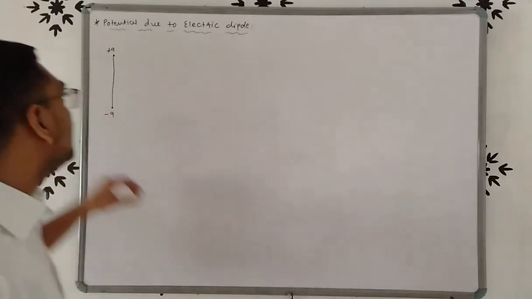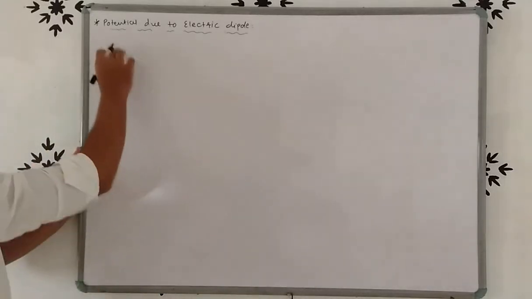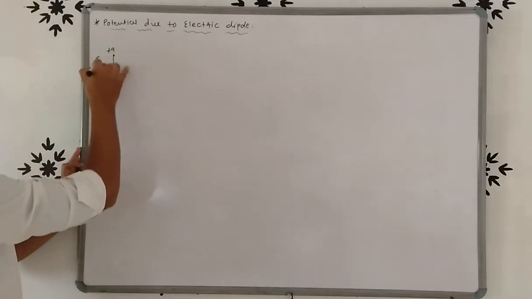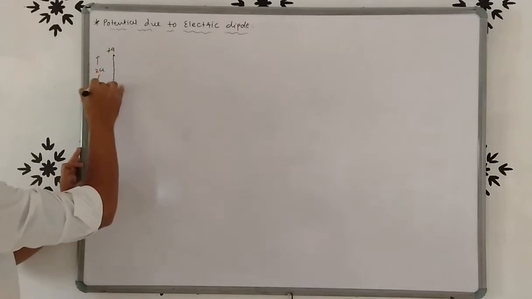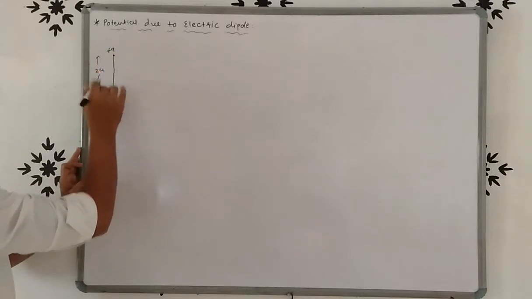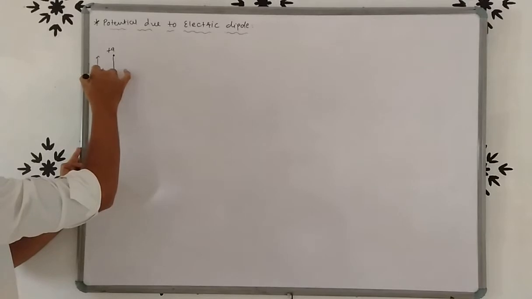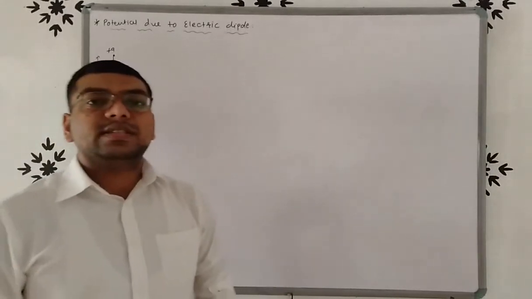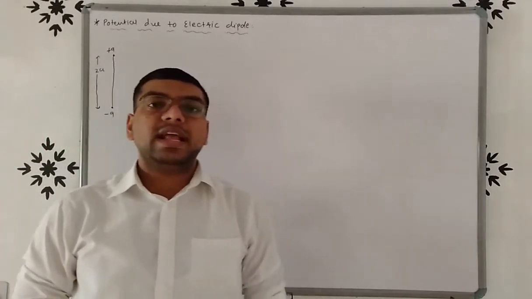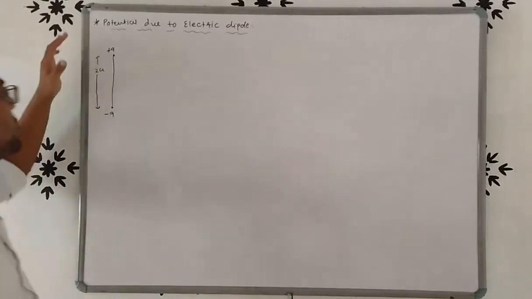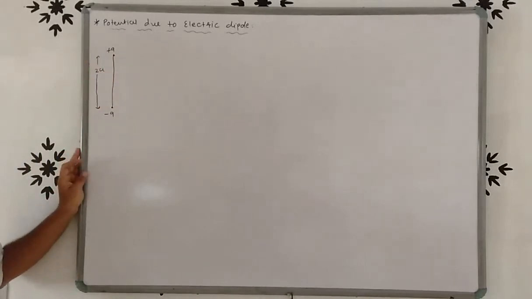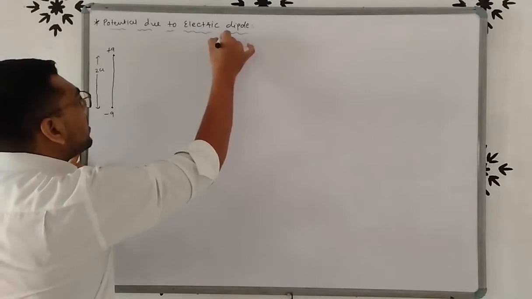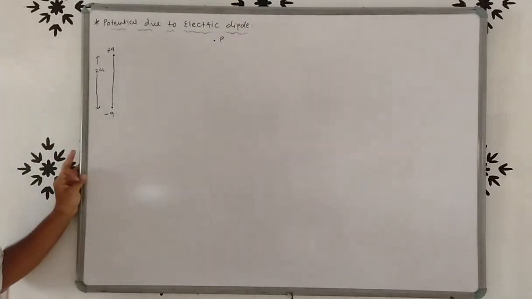So consider, friends, this is a dipole having charges plus q and minus q. The distance between the charges plus q and minus q is 2a. Now friends, we have to find out the electric potential due to the dipole. So consider, friends, we have to find the electric potential at point P.